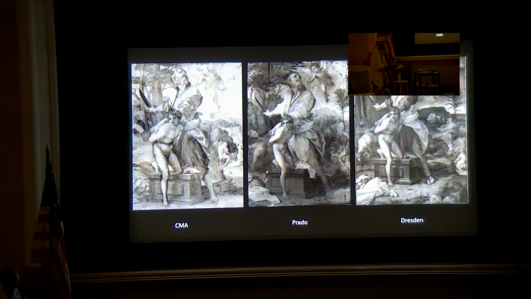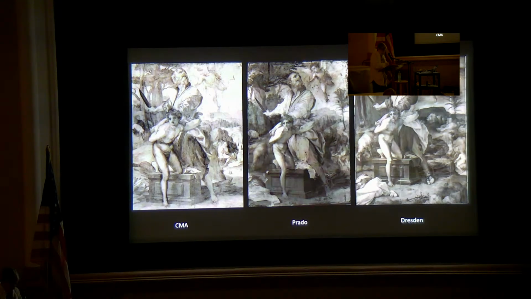In general, the Cleveland version contains finer lines with more embellishment, while the Prado has softer, more abbreviated drawing. Through details, it becomes clear that the Prado is the second version, taking some elements from the unfinished Cleveland painting and reworking others.